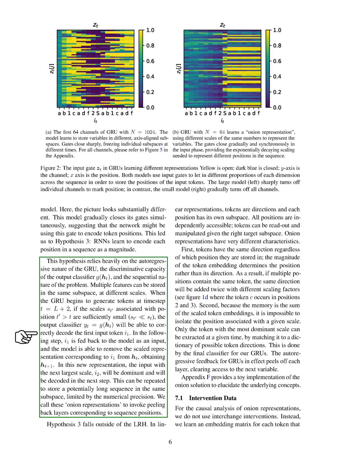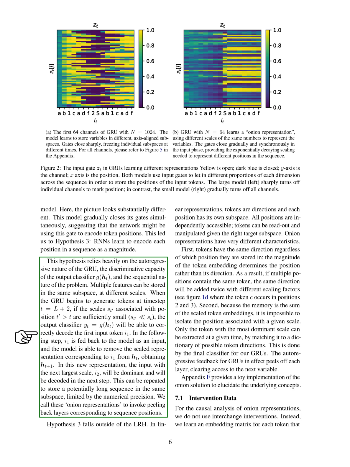This hypothesis relies on the autoregressive nature of the GRU, the output classifier's ability to discriminate, and the sequential nature of the task. Multiple features can be stored in the same subspace at different scales. When the GRU starts generating tokens, if the scales associated with future positions are small enough, the output classifier can accurately decode the first input token. The model then feeds this token back as input, allowing it to remove the corresponding scaled representation and focus on the next token. We refer to these representations as onion representations, as they resemble layers that can be peeled back to reveal sequence positions.